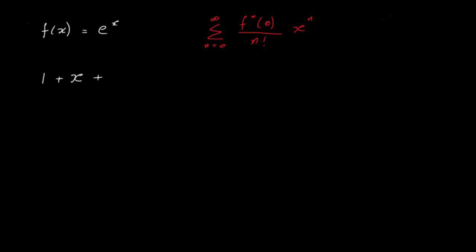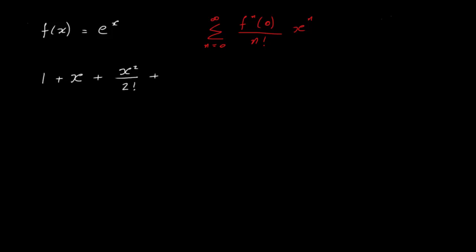So let's look at n equal to 2. We want the second differential of our function. Again, it's just going to be e to the power of x. We want x to be 0, so e to the power of 0 is just 1, so we've got 1 on the top. Now we've got 2 factorial on the bottom, so we've got 1 over 2 factorial, and then we have x to the power of 2, so x squared. So really what we end up with here is just x squared over 2 factorial.